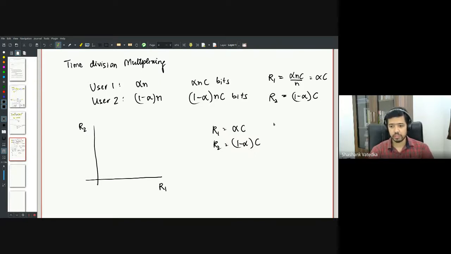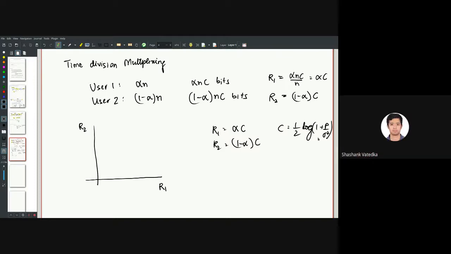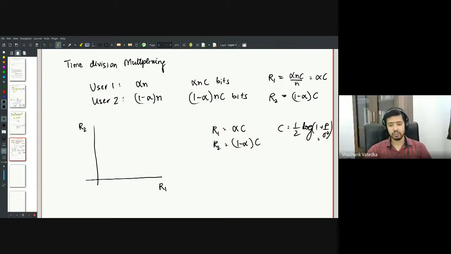Here C is simply half log 1 plus P by sigma square. This is fixed, completely determined by the channel and the system. Alpha, on the other hand, is up to us. So we can play around with alpha and therefore allocate resources between the two users. If we increase alpha, then user 1 gets a higher rate, so he's getting more resources. If I decrease alpha, then user 2 is getting more resources.